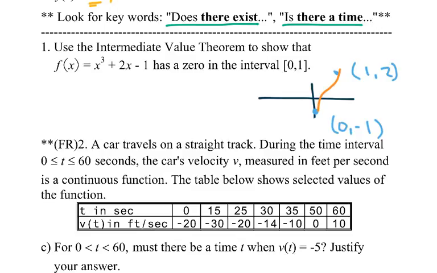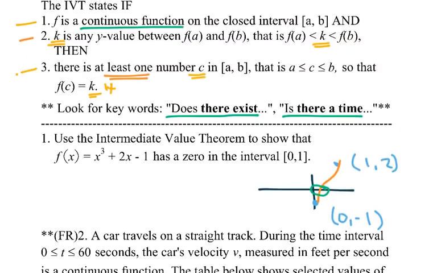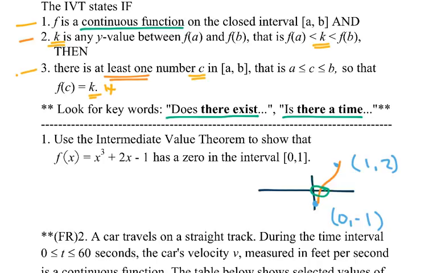It says, use the intermediate value theorem to show that f of x equals x cubed plus 2x minus 1 has a 0 on the interval from 0 to 1. Well, on our graph, it's really easy to say there's obviously a 0 somewhere there. But this is one of those airtight math definition types of things. So we want to go through our checklist and make sure that all of those things are true. And then we can say that there is a 0 on that interval.